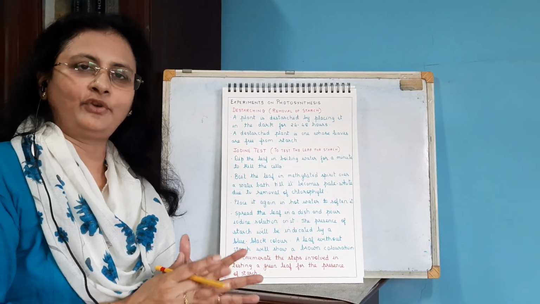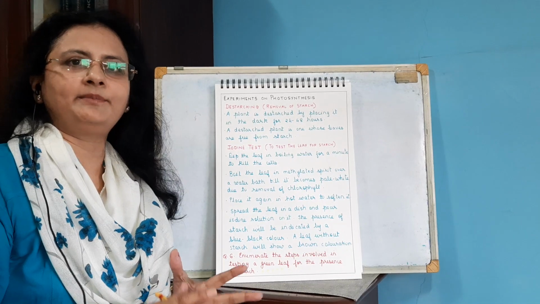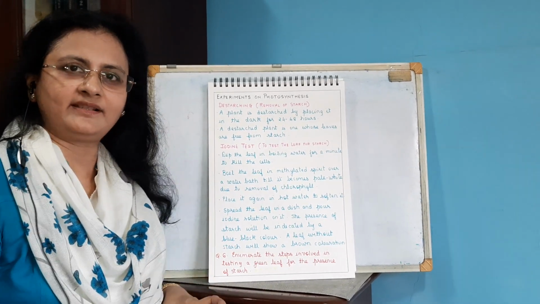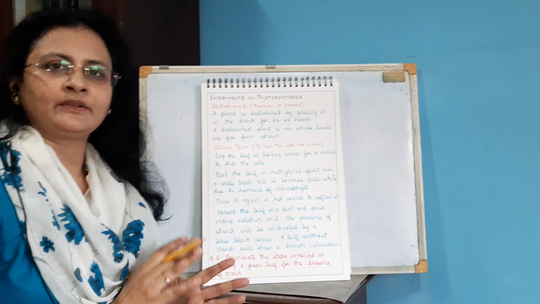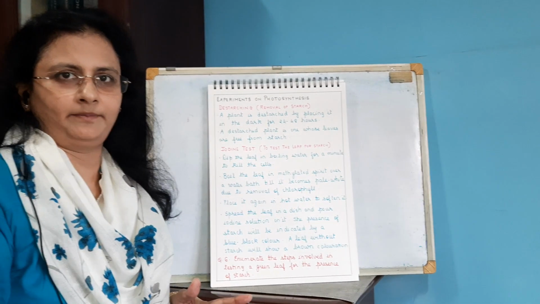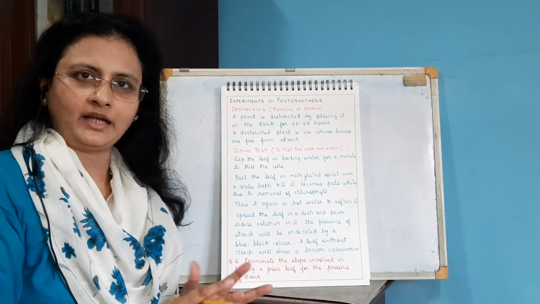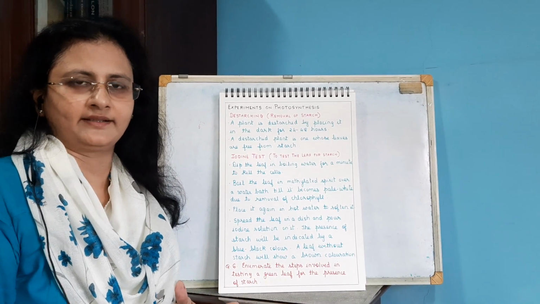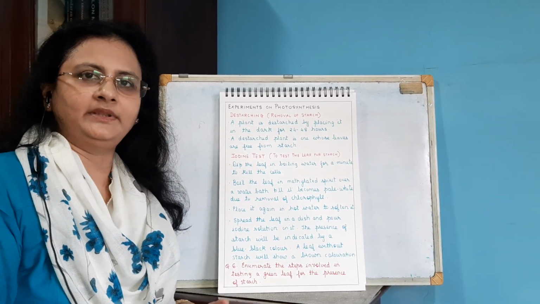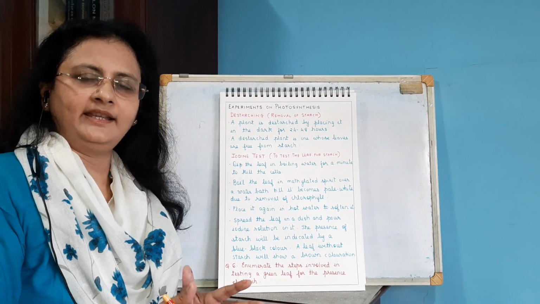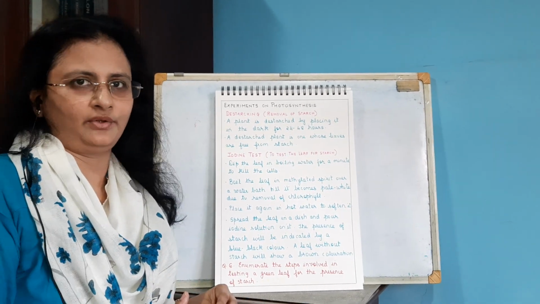So that's why for carrying out any experiment on photosynthesis, the prerequisite is that the first step is the destarching of the plant. And how do you do that? You do that by placing the plant in a dark room for 24 to 48 hours. During this time, the earlier formed starch is transferred to all the storage organs.